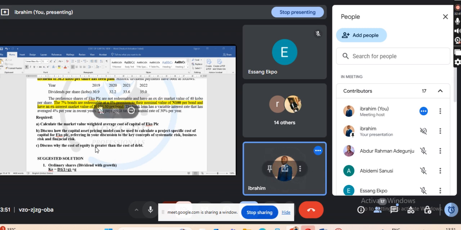Okay. Now, discuss how the capital asset pricing model can be used to calculate a project-specific cost of capital for Echo PLC, class. Now, the project-specific cost of capital will take us to the risk-adjusted cost of capital. I will not explain this part now. By yourself, when we start risk-adjusted cost of capital, you will be the one to even explain the process of the capital asset pricing model, right?